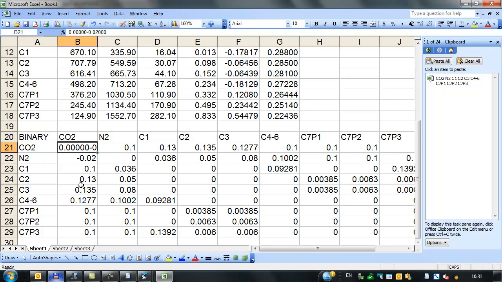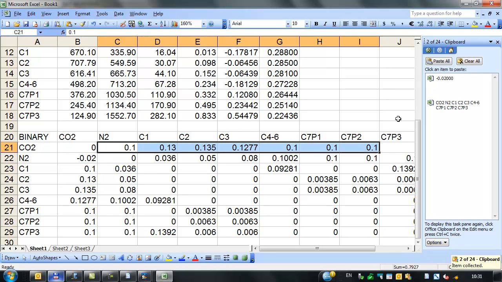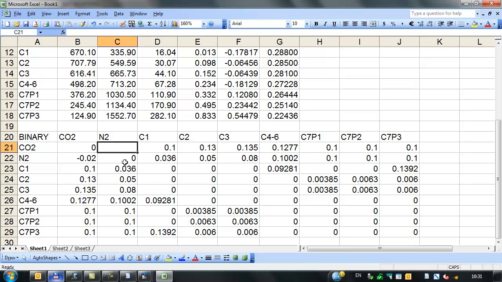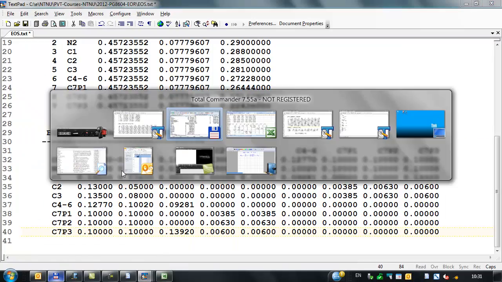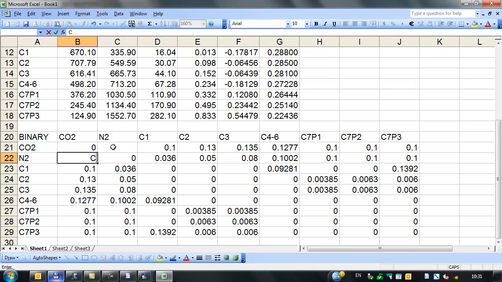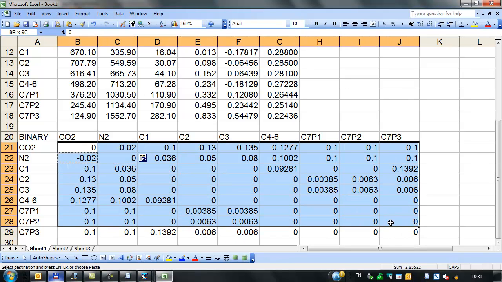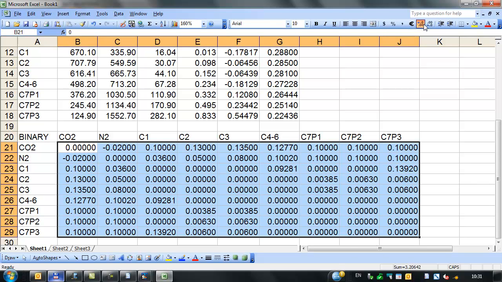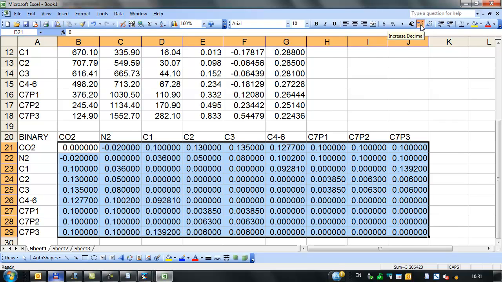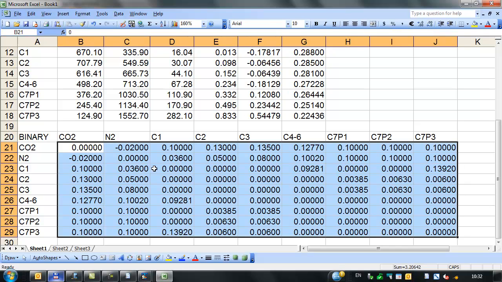That doesn't look good. That was not good. Minus 0.02. It's actually the same one as here. That makes everything look a little bit cleaner. How far do we need to go? We still got some non-zeros there. Okay.